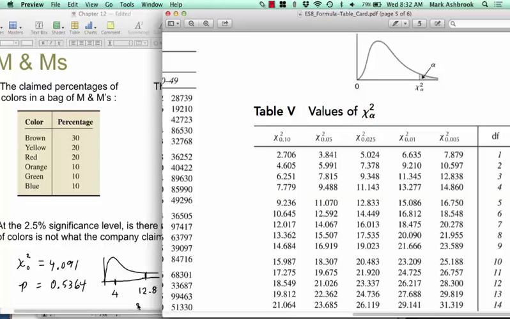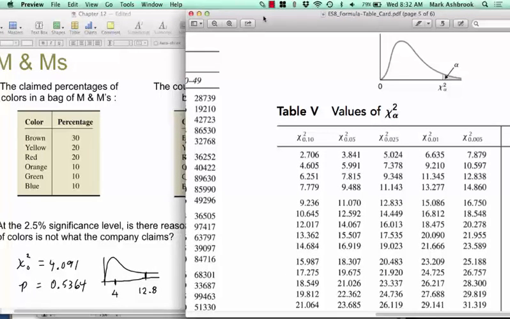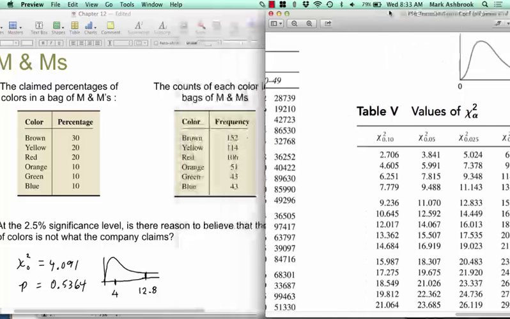Conclusion, we have evidence or we don't have evidence? We don't have evidence that the distribution is different than what they're claiming, okay? So there's a real strong case that what's actually happening in practice is the same as what they're claiming the percentages are based on this sample, okay? So based on this sample that we took of 3 bags, we would not say that they're incorrectly claiming what the proportions are.